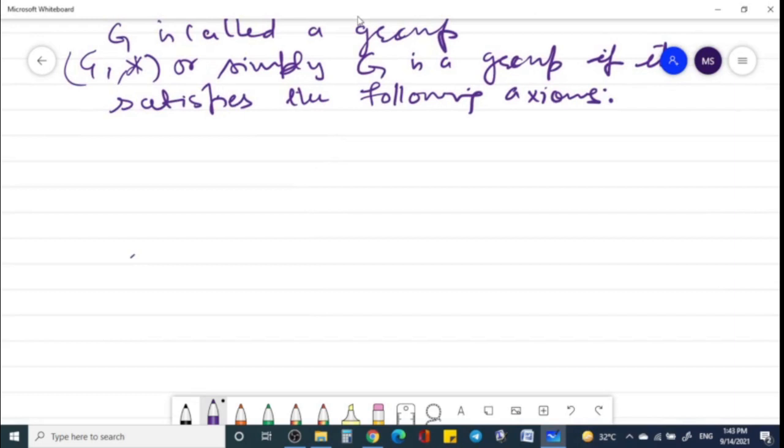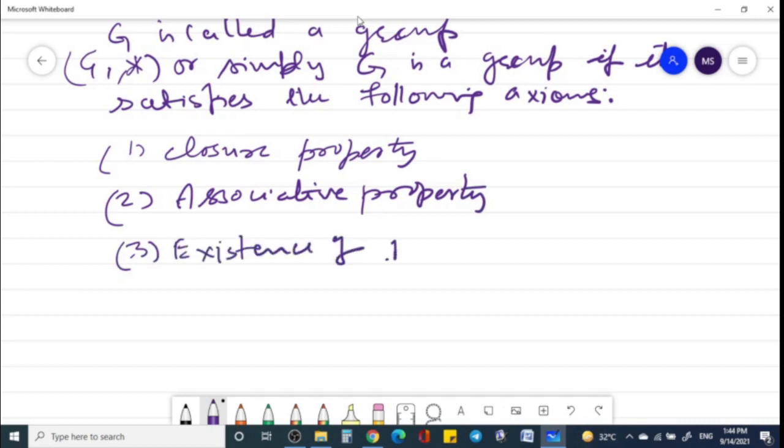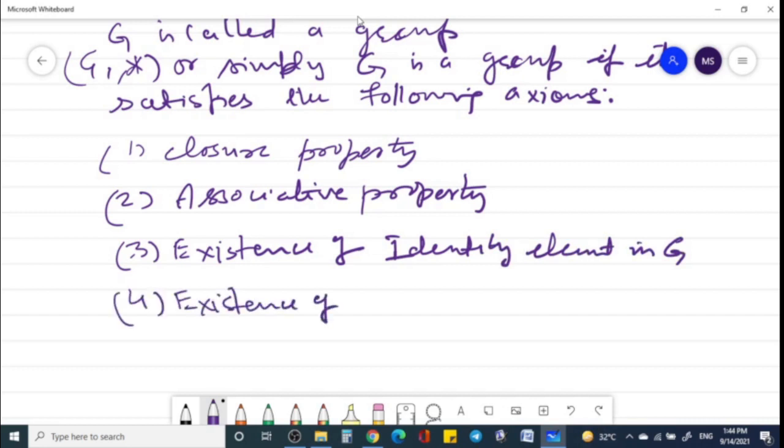First is closure property, second is associativity property, third is existence of identity element in G, and fourth is existence of inverse of each element in G.